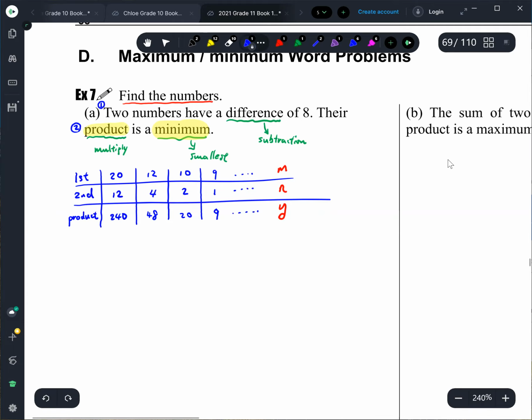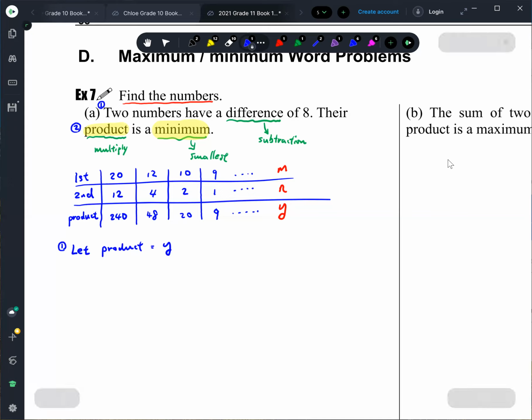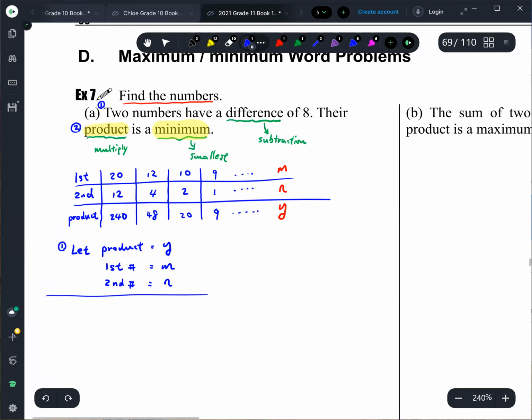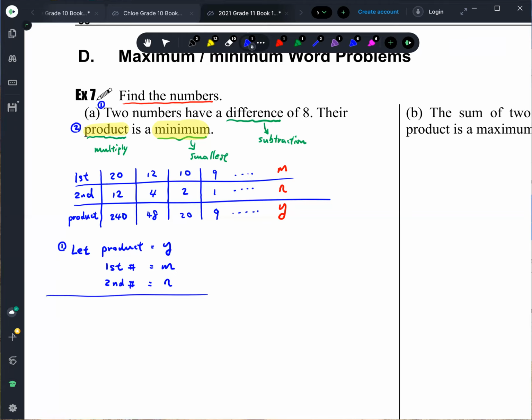Okay, so we start. Your first step is to write the let statement. Let product be the Y. Let the first number be M. Second number be N, because you have two numbers to find. So that's your step one. Can you raise your hand after you finish writing the table and the let statement down? I'll wait for you.